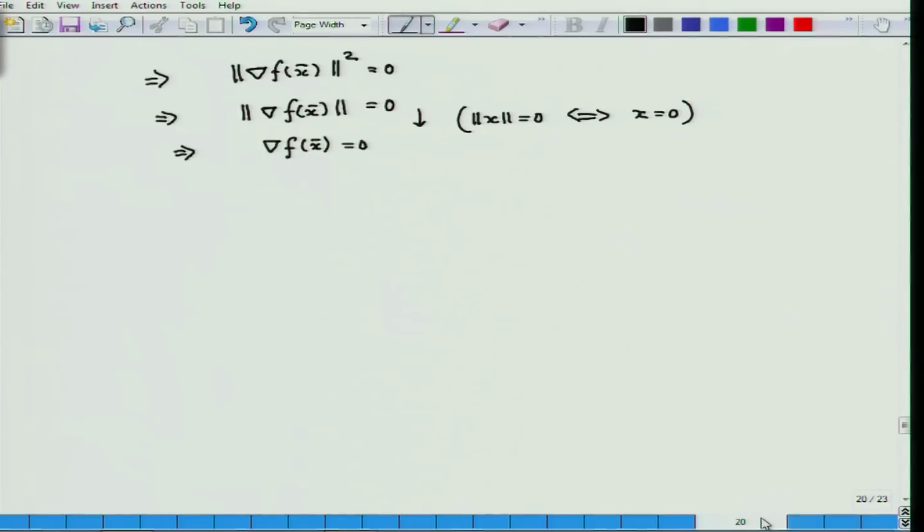So, we have this condition, now we need to test it. For example, you take first the function f x is equal to x cube. We want to show that it is truly a necessary condition. Any point x bar which satisfies this need not be a point of minimum. Any point which satisfies this is called a critical point.